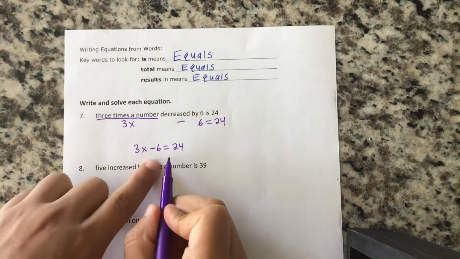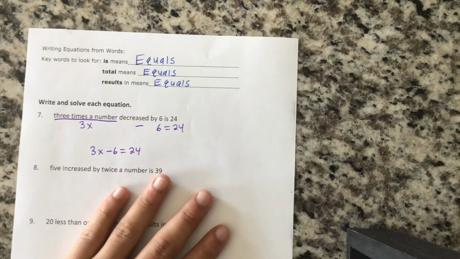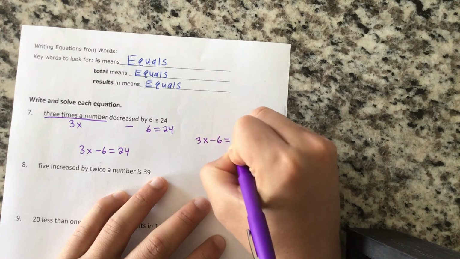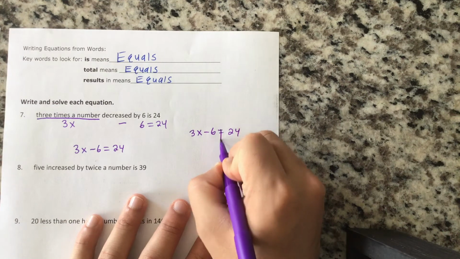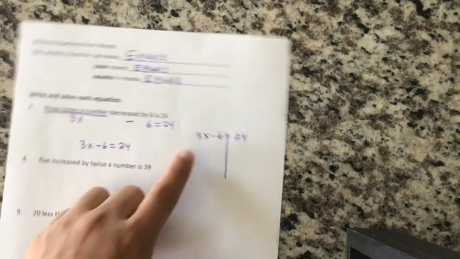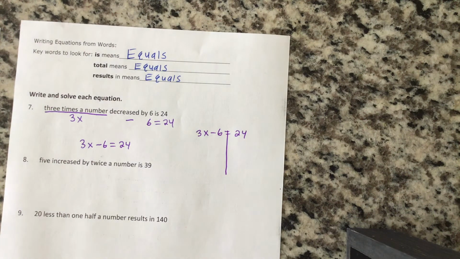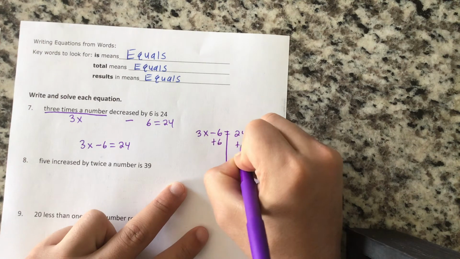But now, so that's the first part, right? I wrote it. Now I need to solve it. So I didn't really give myself much room, so I'm gonna go over here. So I'm going to rewrite it over here. So 3x minus 6 equals 24. Okay? So first step, we draw our line. Okay? And we want to isolate the variable. So I need to get rid of this minus 6. So to do that, we've done this enough times. We add 6 to both sides.